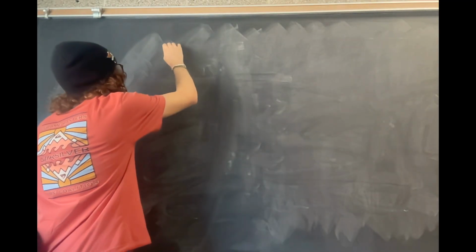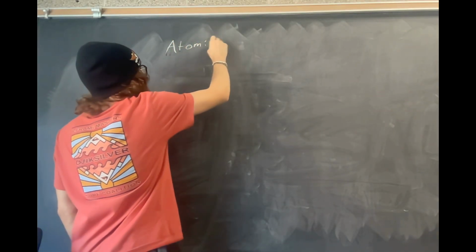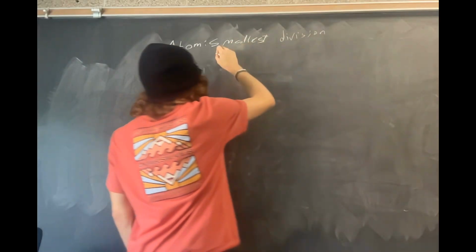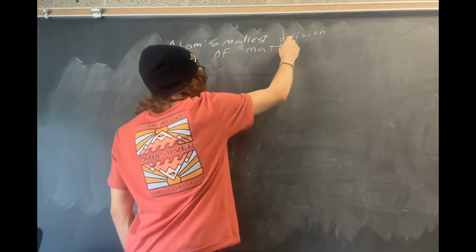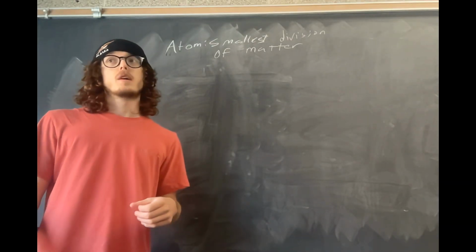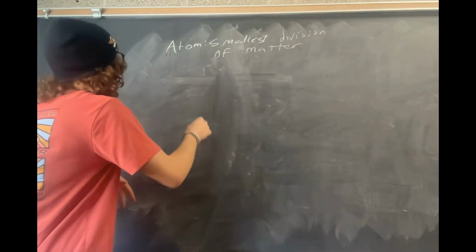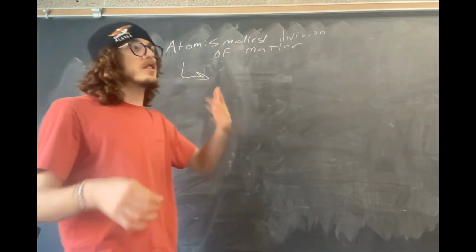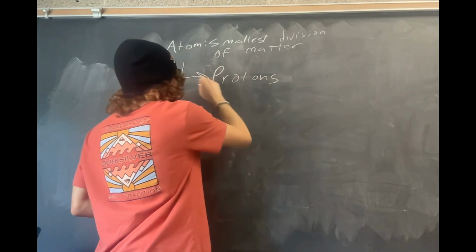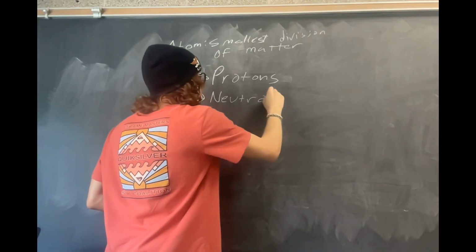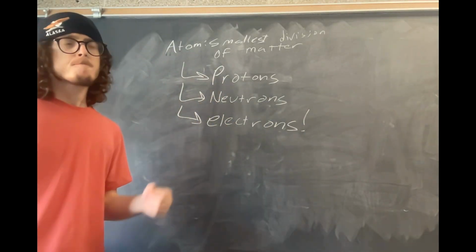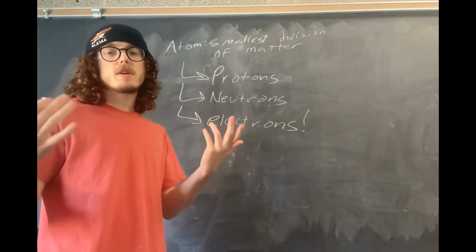An atom is the smallest division of matter, at least in the realm of chemistry. Now, if you take particle physics, you'll learn about these things called quarks, which make up what we're going to talk about. But atoms, we call them basically the smallest division of tangible matter. And what they're made up of are these things called protons, neutrons, and also electrons.